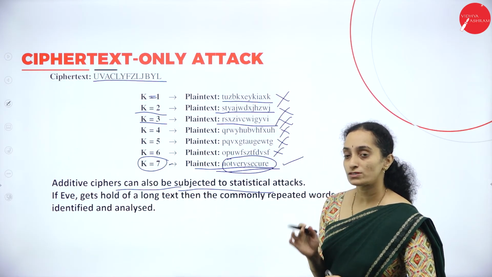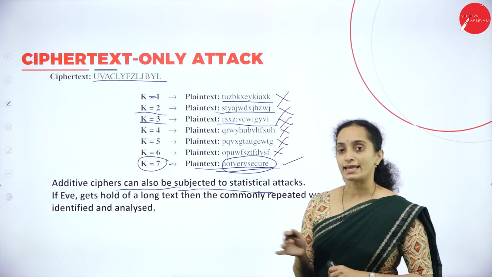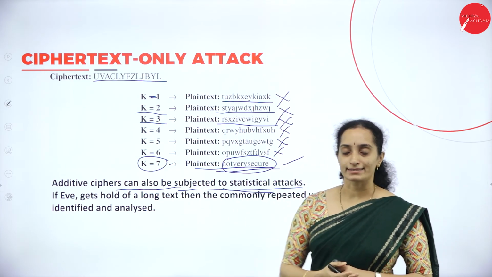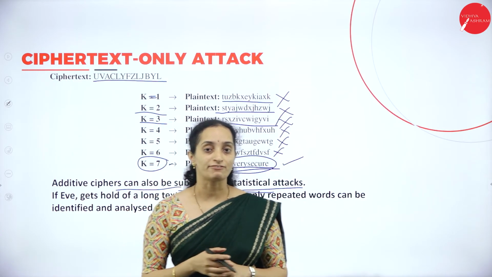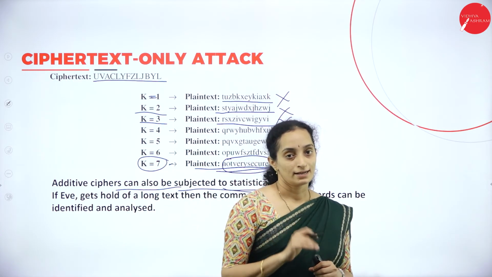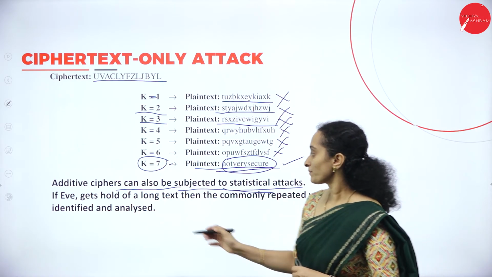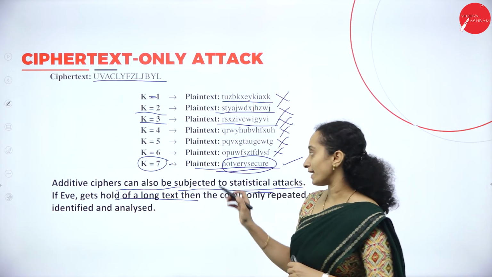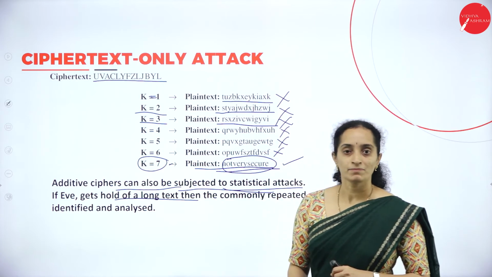Along with brute force or exhaustive search, it is again affected by even statistical attacks. The additive cipher method is vulnerable to statistical attack also. How is that? If you have given a long text. This is a short text. She can easily apply the key and check.